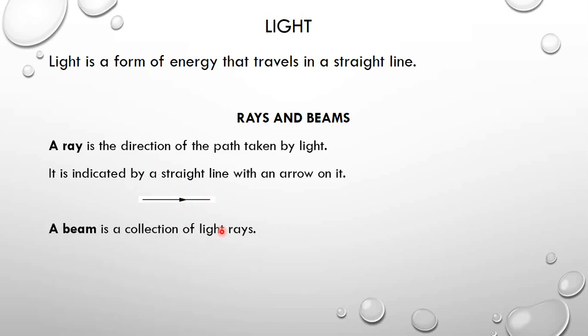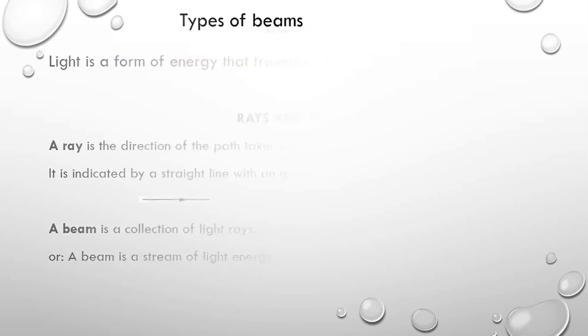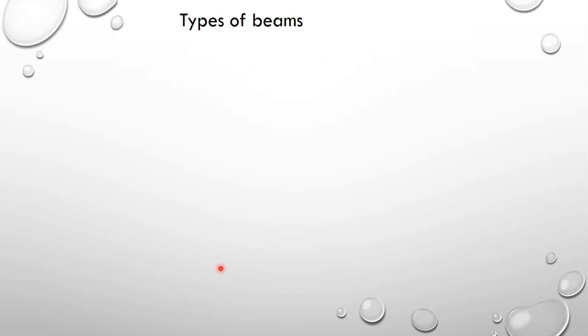And let us also look at the beams. We say a beam is a collection of light rays. So when you have a number of light rays, it forms a beam. We have different types of beams. Now these types of beams are three.